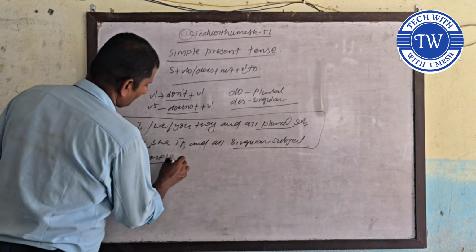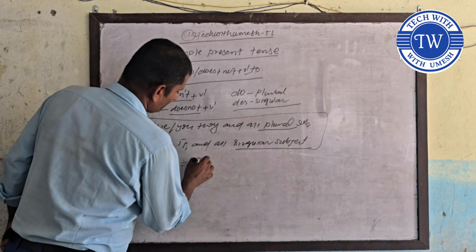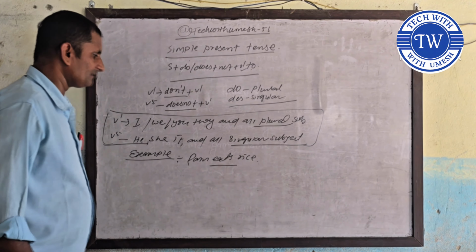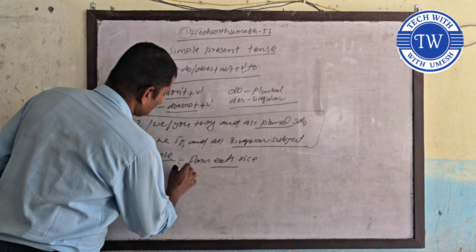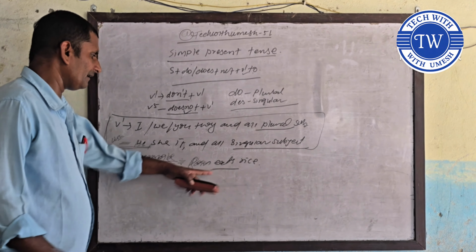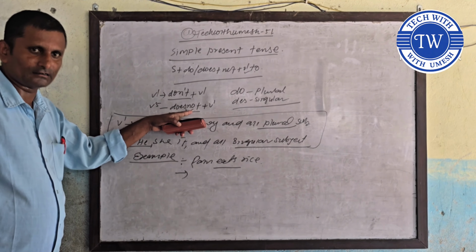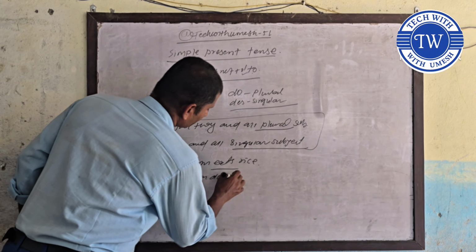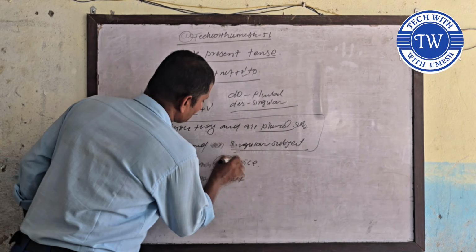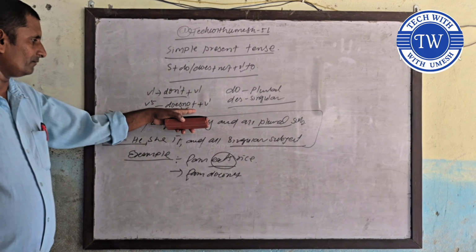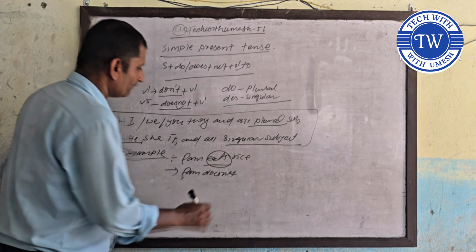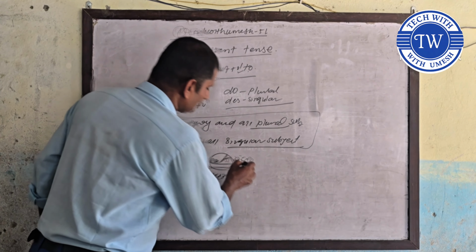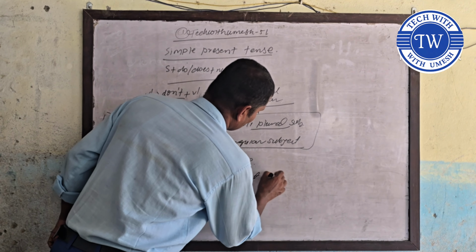Example: Ram eats rice. It is V5. So we have to use does not. Like this: Ram does not, and V5 changes into V1, as given in the structure. What is the V1 of eats? The V1 of eats is eat. Ram does not eat rice.